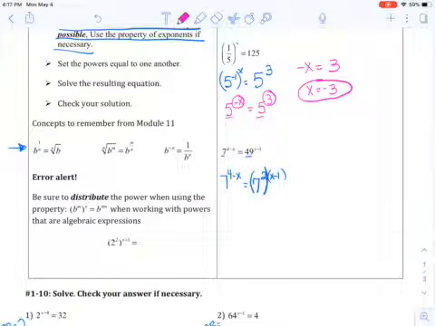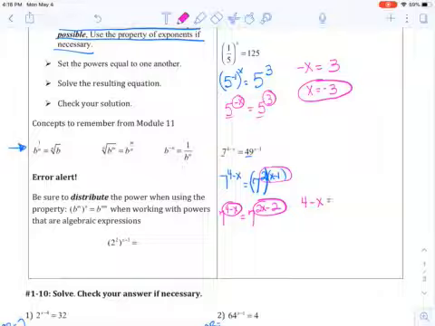So if negative x equals 3, then positive x will be negative 3. Okay, my 7s, same thing here. This 49 is really 7 squared. So I really have 7 to the 4 minus x equals 7 to the, multiply those things together, 2x minus 2. But again, now my bases are the same, so the exponents have to be equal.